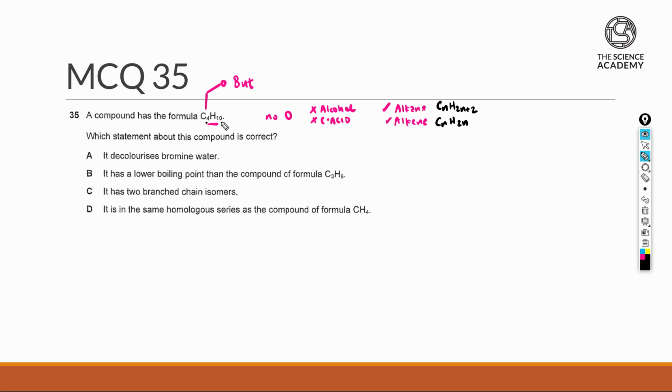So with a 4 and a 10, it adheres to the alkane homologous series, which tells me that the suffix is going to be "ane". We're dealing with butane over here. Once we know it's butane, a lot of the answers below are quite easily sieved out. First, decolorising bromine water is going to be incorrect because it requires UV light for a substitution reaction.